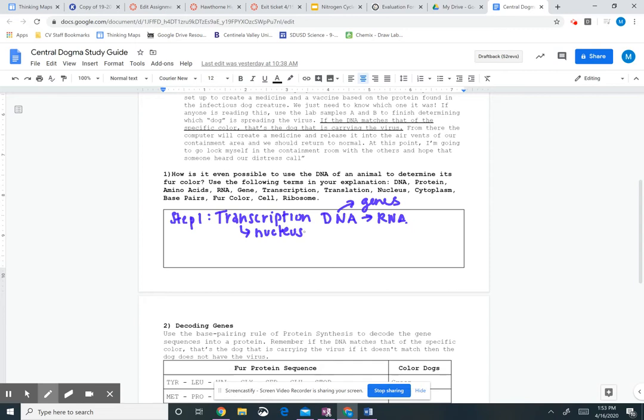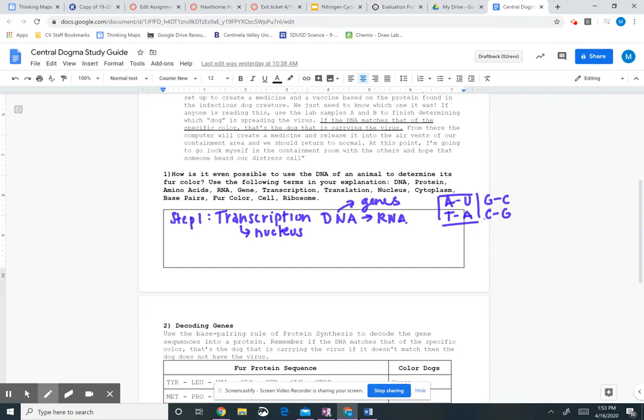So one of the biggest things is that transcription happens in the nucleus and we make DNA into RNA. You have to remember that the base pairing rules are slightly different. A goes with U, T goes with A, G is always going to go with C, and C always goes with G. But the big thing is this one right here. This one is the different one that you guys have to be paying attention to.